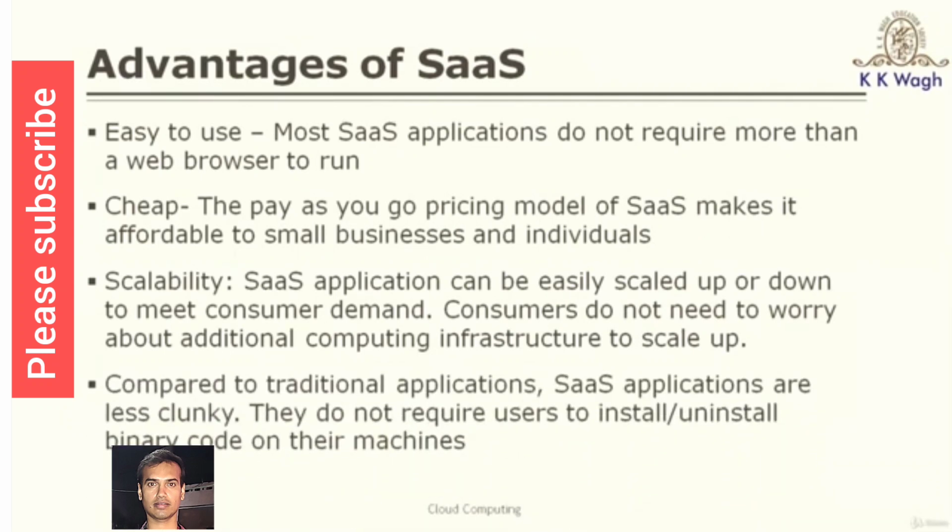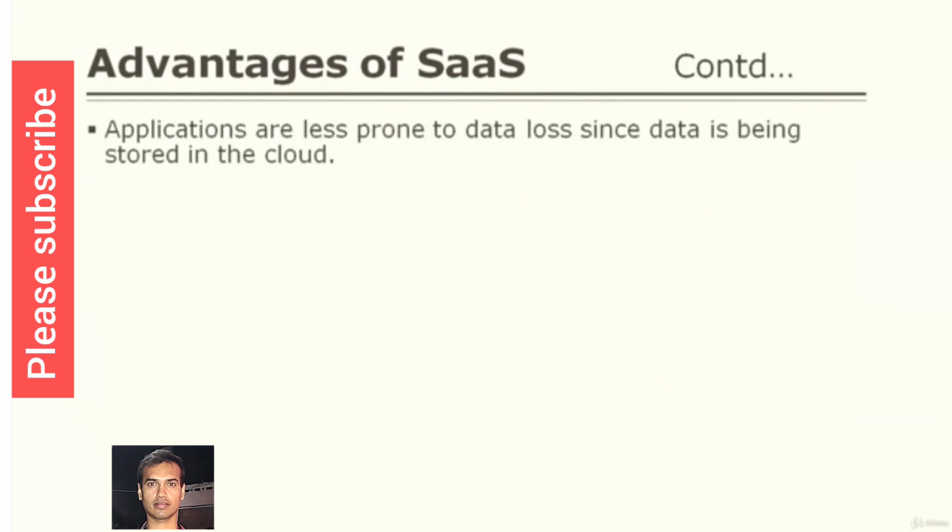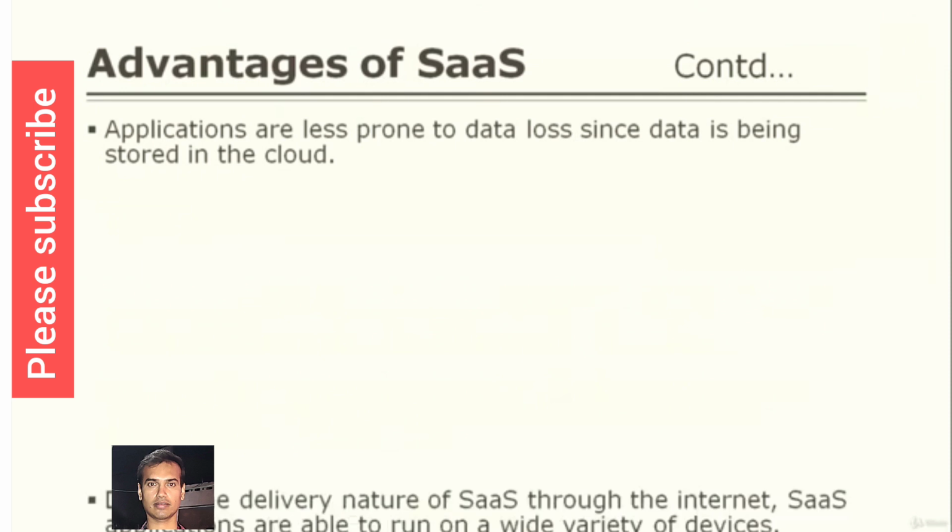Compared to traditional applications, SaaS applications are less clunky. They do not require users to install or uninstall binary code on their machines. Advantages continue. The applications are less prone to data loss since the data is stored in the cloud. If you have local storage, it can be damaged, stolen, or lost. So we can lose our data, but here that is not the case. The data is always available as it is stored on the cloud.